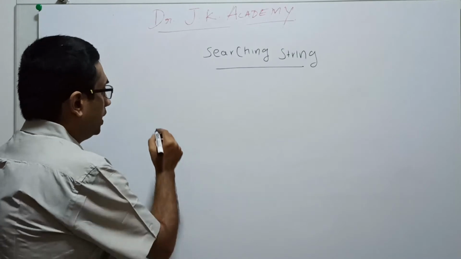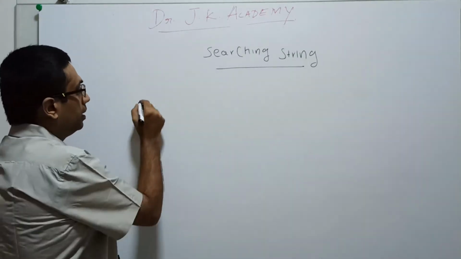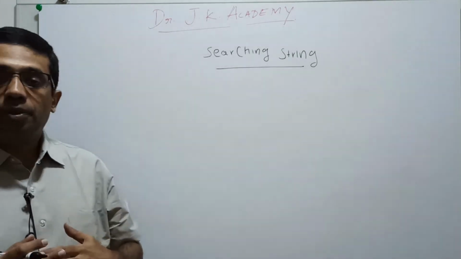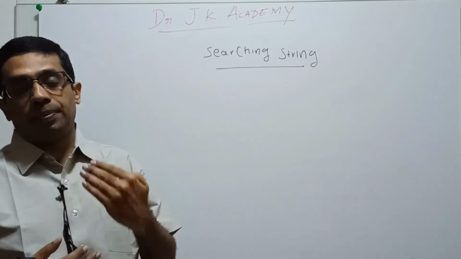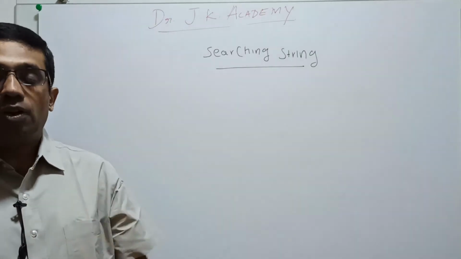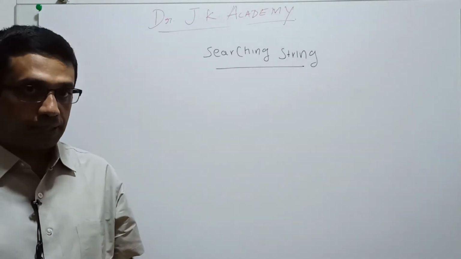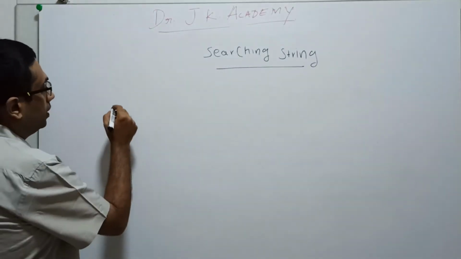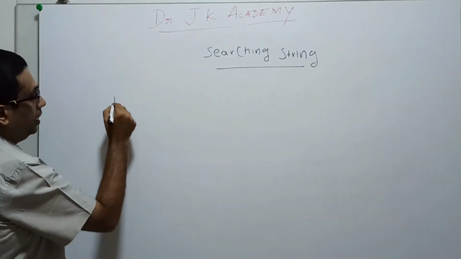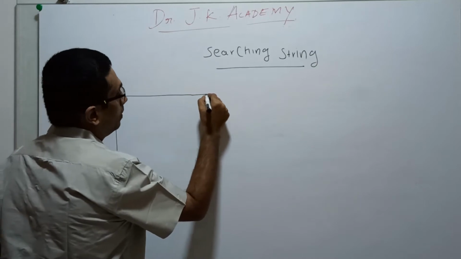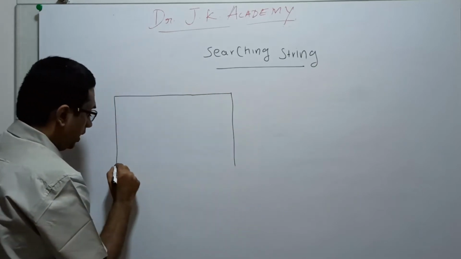The first input is a set of strings, which I have to get from the user. In this video we are going to discuss physically how the search string operation is carried out. In the following video we are going to write a program for this. Here the set of strings is stored in the matrix. A matrix is a two-dimensional character array, and we have to store the set of strings.